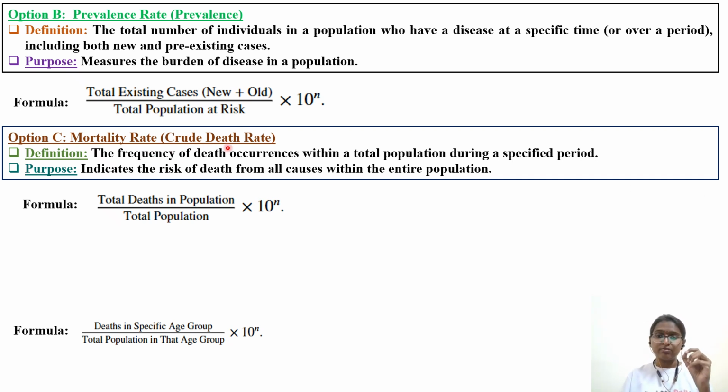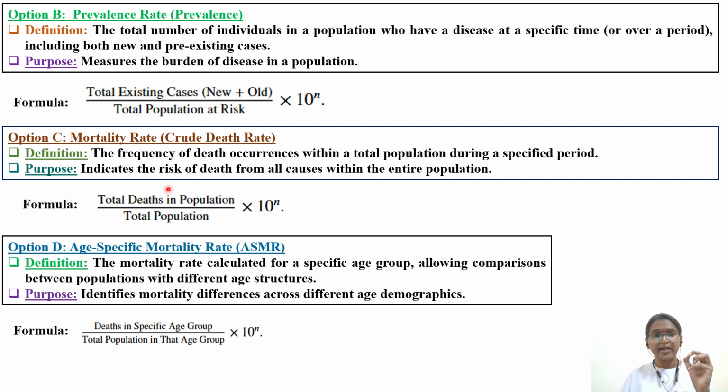Here you are taking, let's see the definition, the frequency of death occurrence within a population during a specific period of time, like last 5 years or last 2 years or last 1 year or last decade, 10 years. This mortality rate indicates the risk of death from all causes within that entire population. For example, India: total deaths in a population by total population into 10 to the power of n. Okay, and coming to age specific mortality.